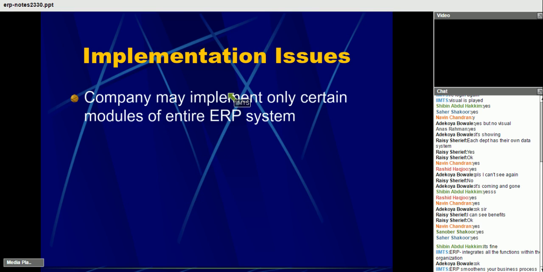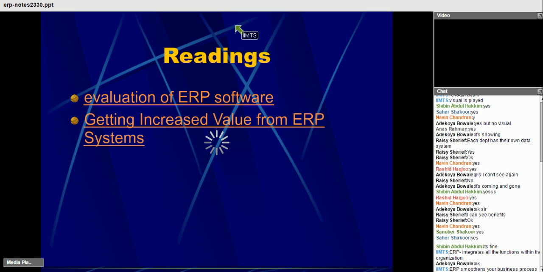What are the implementation issues? A company may implement only certain modules of the entire ERP system. Since the ERP system is very big, the ERP modules are different for different functions. For HR, the ERP module is different. For finance, the ERP module is different. So nowadays in the market, ERP is coming module wise. For different modules, there is a different ERP system.